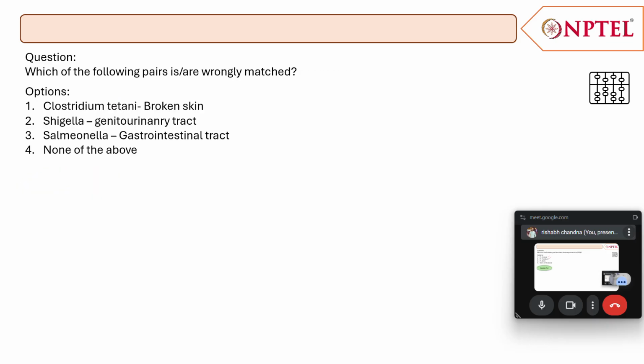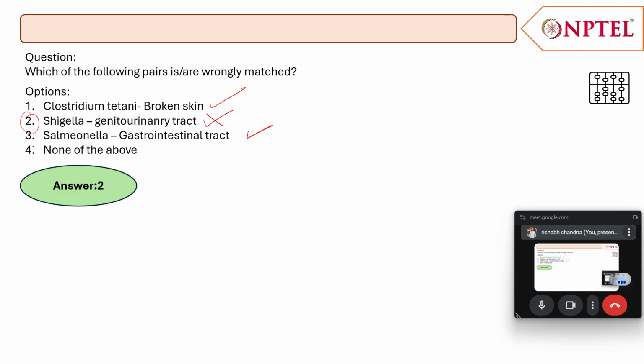Okay, so moving on to the next question. Which of the following pairs are wrongly matched? Clostridium tetani affects with broken skin. Yes. Shigella infects the genitourinary tract. Yes. Salmonella affects the gastrointestinal tract. Okay. So yes, this is correct. Shigella doesn't affect the genitourinary tract.